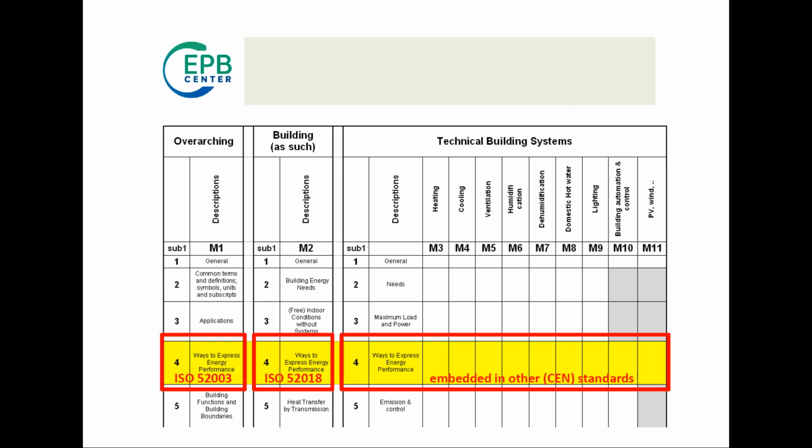Finally, another way of presenting things, this is the traditional table of the different aspects of the EPB with different modules, overarching aspects, the buildings as such, and the technical building systems, with then different sub-modules, and for each of them, on number 4, it's foreseen the ways to express the energy performance that it is being discussed. So for the overarching aspects, this is the object of EN ISO 52003. For the fabric and the energy balance, it's 52018. And for the technical building systems, it is embedded in the standards and technical reports for each of the technical systems.